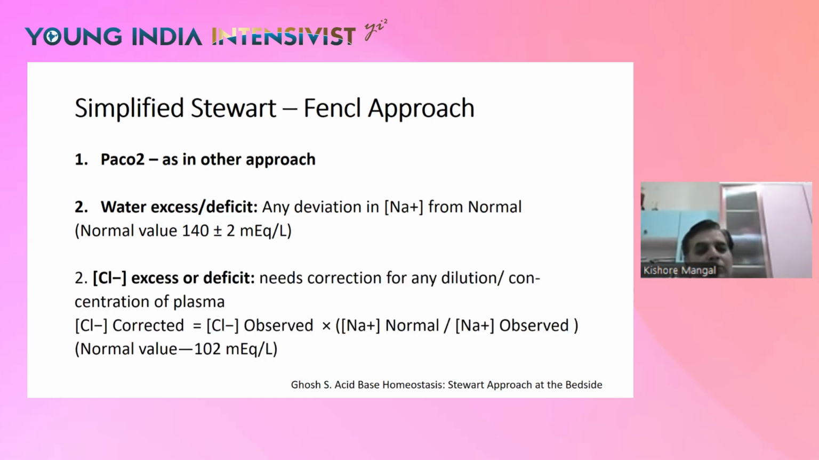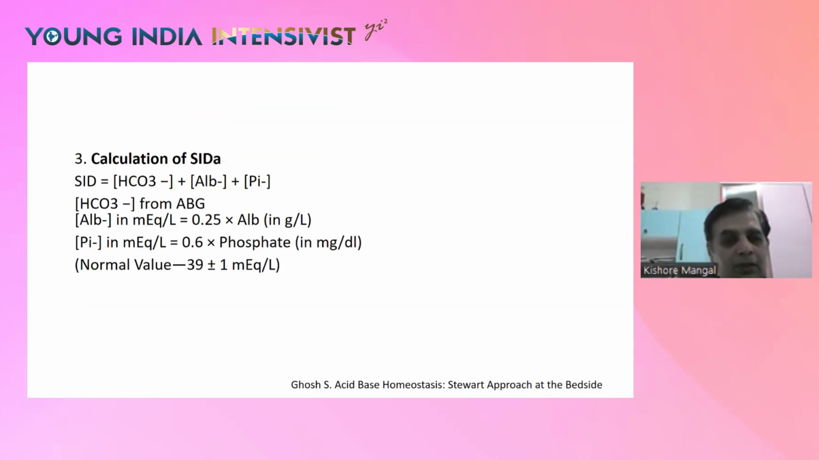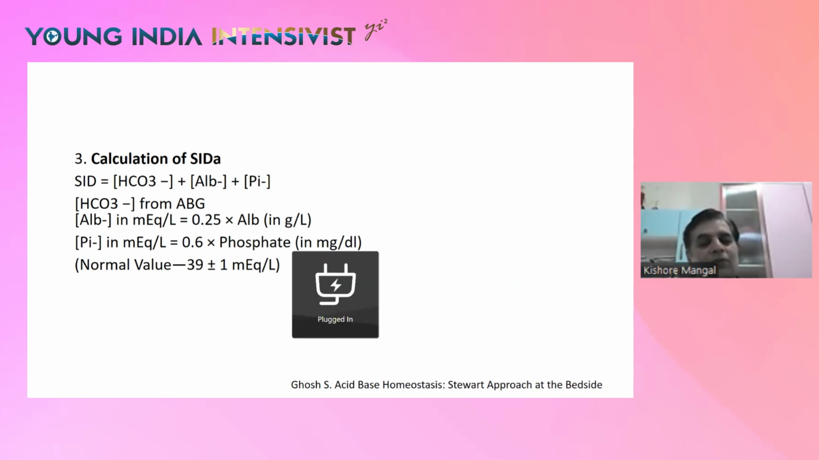Step 2 is to check for the chloride excess or deficit, and it needs to be corrected for changes in the water excess or deficit, according to the sodium levels. If the sodium is out of range, then the chloride is expected to change according to the sodium, and that is why chloride correction is done, which is equal to observed chloride times normal sodium level divided by the observed sodium level. And the normal value of this corrected chloride is 102. Then the third thing we have to calculate is the apparent strong ion difference.